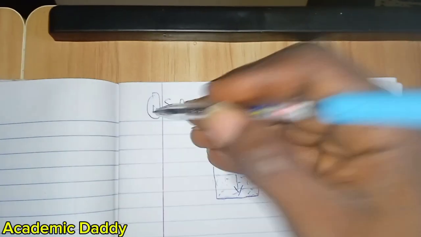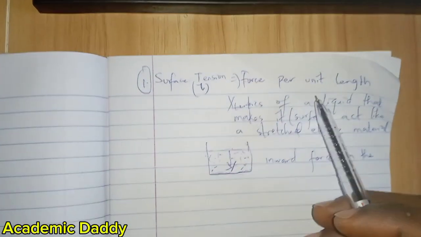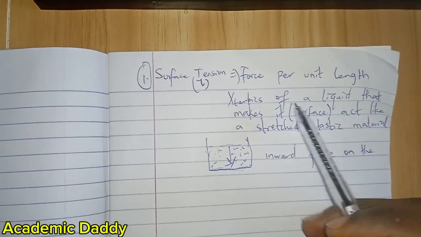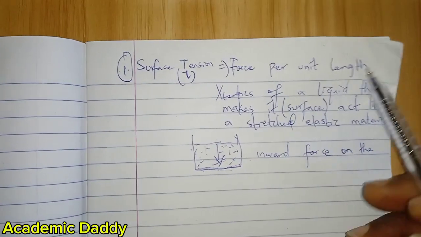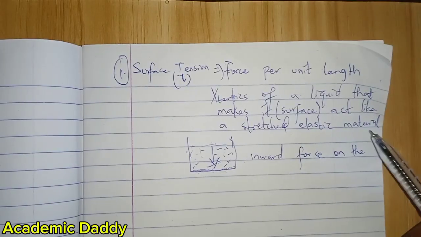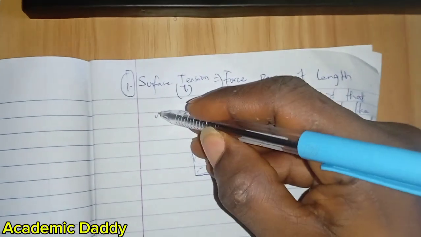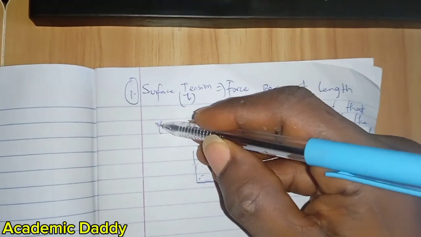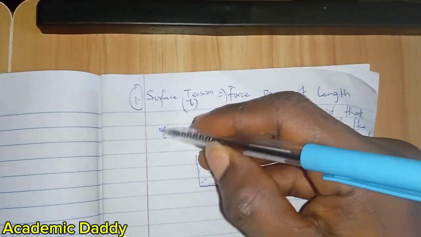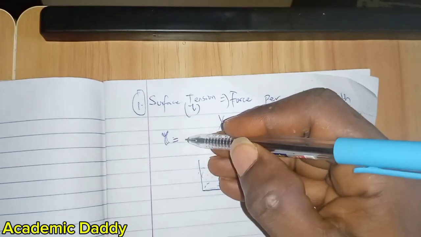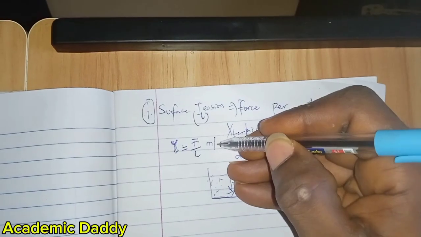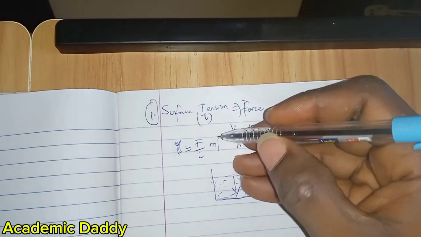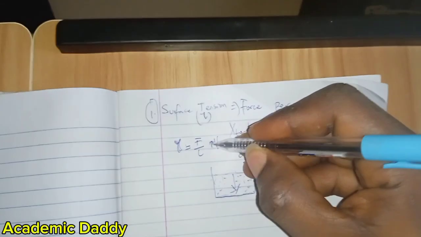Surface tension. We say surface tension is force per unit length. It is the characteristic of a liquid that makes its surface act like a stretched elastic material. To represent surface tension, we use T, which is force over length, that is Newton per meter.